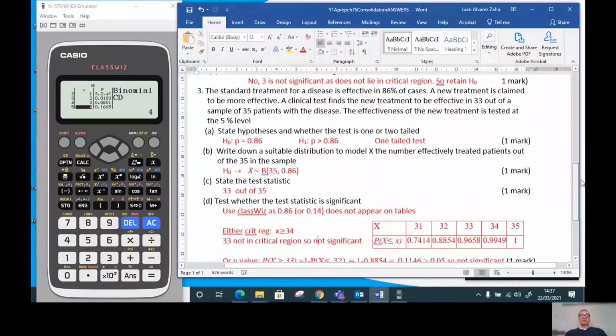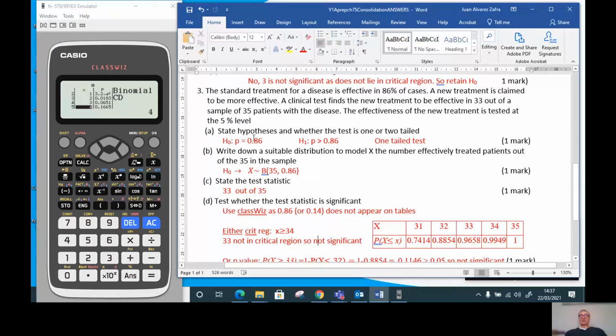Question 3: the standard treatment for a disease is effective in 86% of cases. A new treatment is claimed to be more effective. A clinical test finds the new treatment to be effective in 33 out of a sample of 35 patients with the disease. The effectiveness of the new treatment is tested at the 5% level. State the hypotheses and whether the test is one or two-tailed.